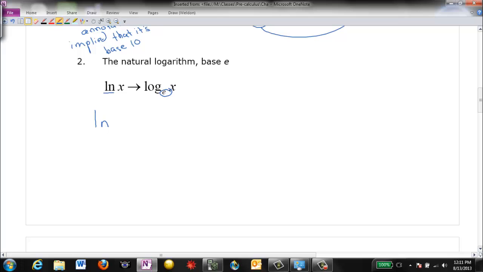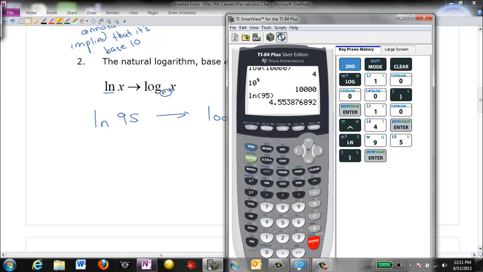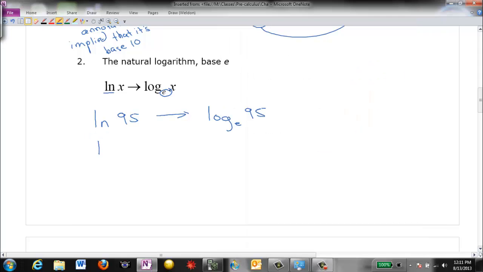Let's take the natural log of 95. Remember, this is the equivalent of saying log base E of 95, and we're going to evaluate that in our calculator as well. Notice right below the log button on the left-hand side of your calculator is the natural log button, the ln button, and we're going to insert a 95 and hit enter. And what we get is 4.55387 and so on. So the natural log of 95 equals approximately 4.55.